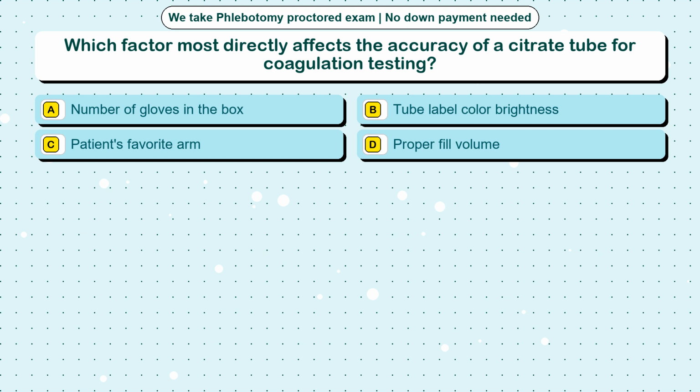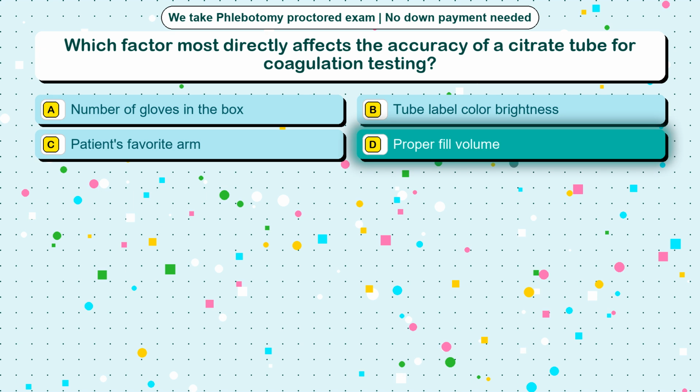Question 67. Which factor most directly affects the accuracy of a citrate tube for coagulation testing? Option A. Number of gloves in the box. Option B. Tube label color brightness. Option C. Patient's favorite arm. Option D. Proper fill volume.